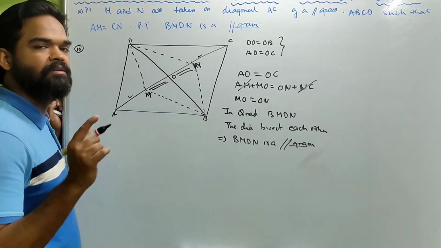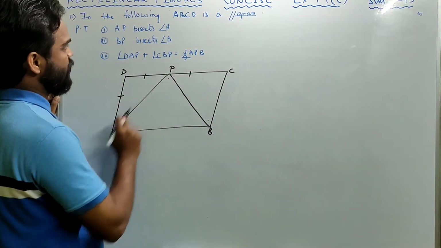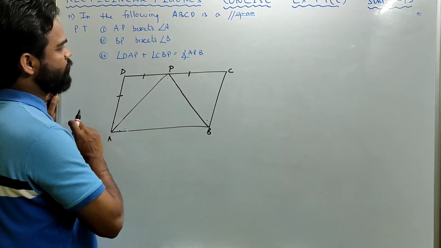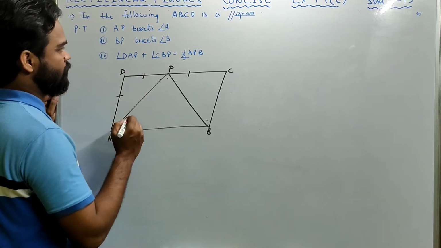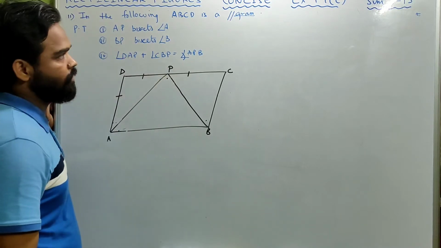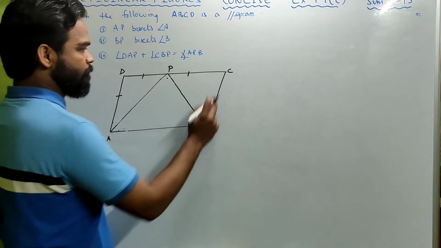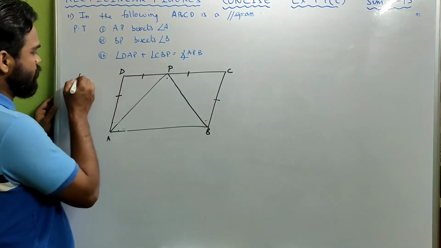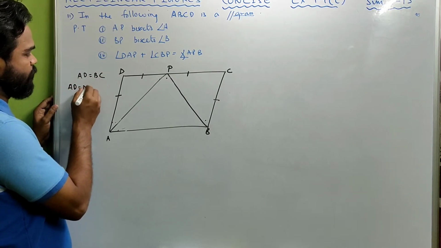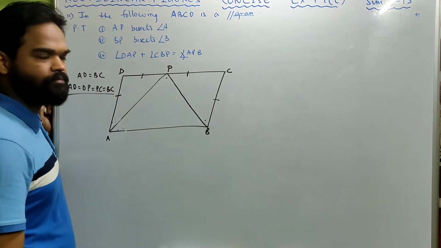Now let us look at the next sum. Now look at this sum number 11. In the figure ABCD is a parallelogram. AP bisects angle A, we need to prove. BP bisects angle B, we need to prove. And angle DAP plus angle CBP is equal to angle APB. And they've given that AD equals DP equals PC. The first thing, AD and BC are same, which means AD will be equal to DP, will be equal to PC, will be equal to BC. No doubt in that, isn't it?